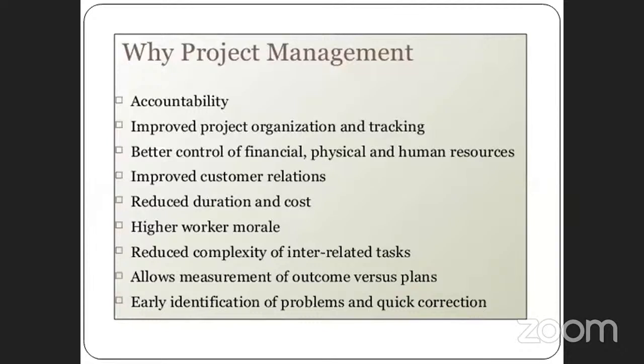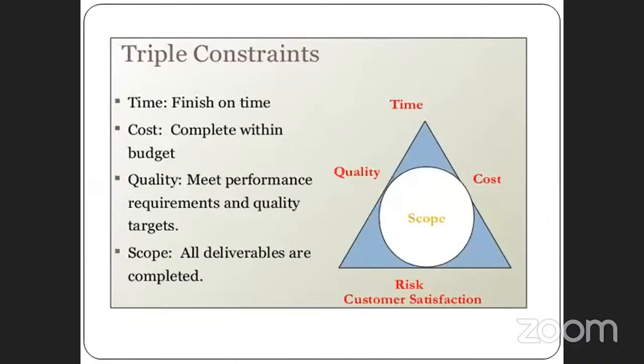Then you want to identify the problems. The main aim of project management is identifying problems, and they should be quickly corrected. If problems are quickly corrected, automatically our time is saved and cost is also saved. So this is the main thing we are studying in project management. These are the three main constraints.